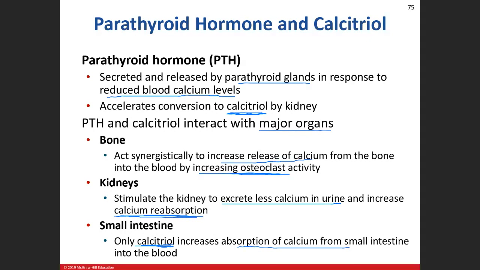Well, where's calcium stored? In the bone. How do we get it out of the bone? Let's activate some osteoclasts. They'll free calcium up. Now that's getting into the blood. Well, let's activate the kidneys and tell them, hey, don't get rid of calcium anymore. Don't pee it out. I know you've been peeing it out. Stop doing that. Knock that off. Let's reabsorb it more.